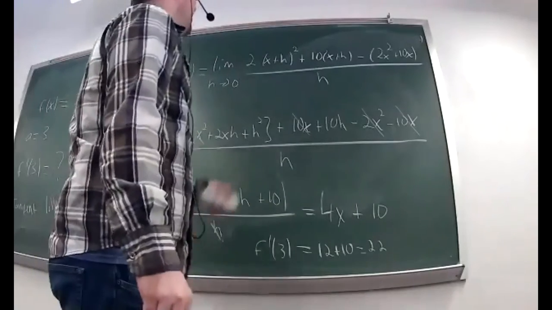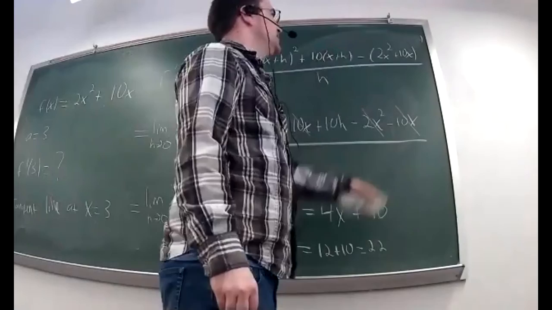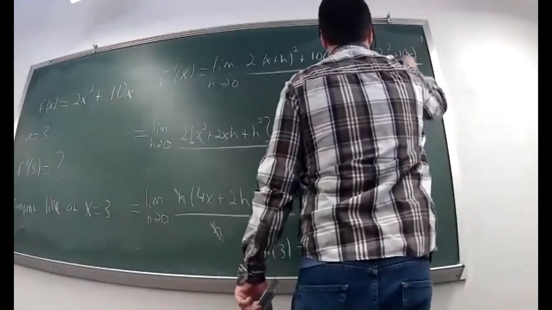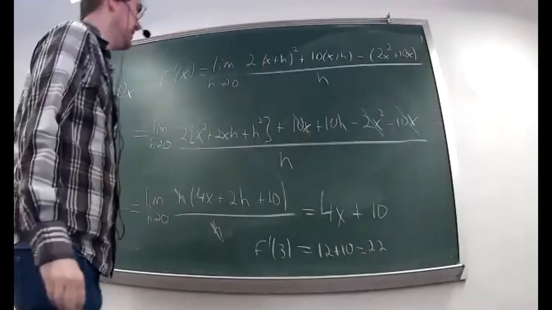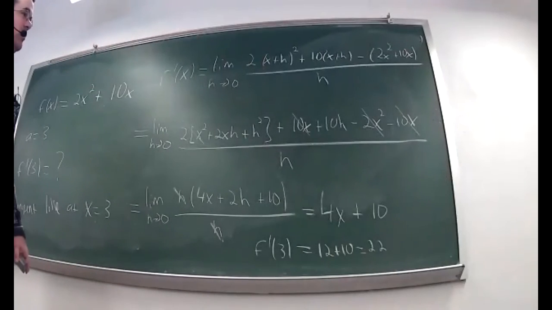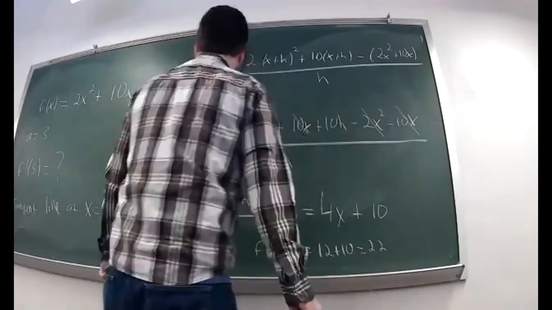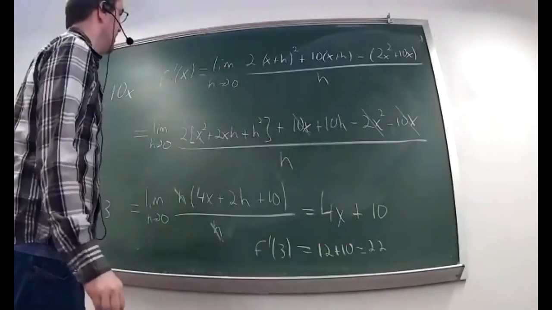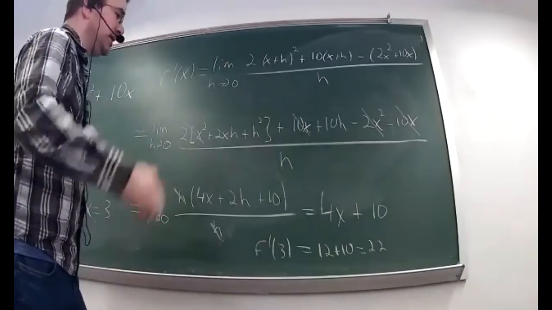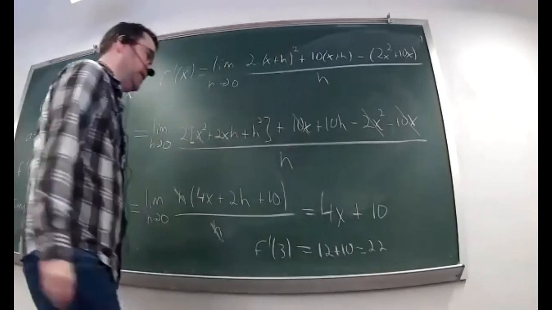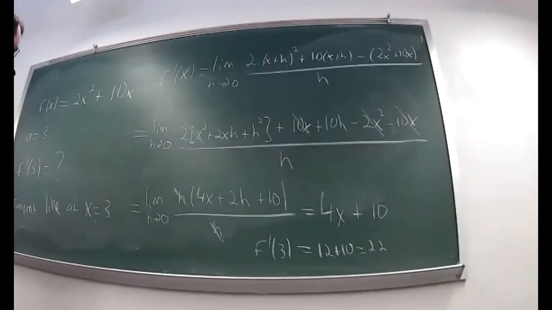Plugging in 3, you would have 3 plus h, 3 plus h, and then 2 times 3 squared, 10 times 3, and that'll actually simplify your work a little bit. It'll make it a little bit easier because you don't have so many terms. I did something more general. I calculated the f prime of x for any x was 4x plus 10, and therefore, in particular, plugging in x equals 3 would give me 22. So f prime of 3 is 22.